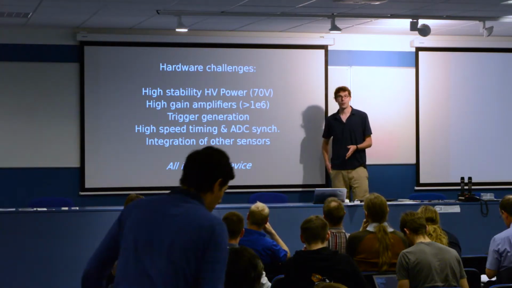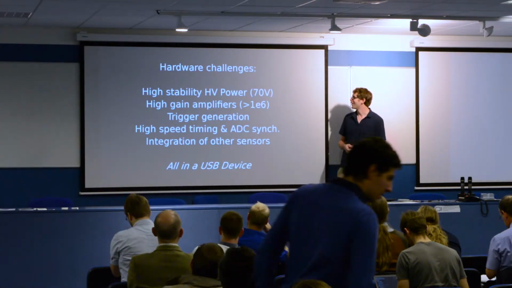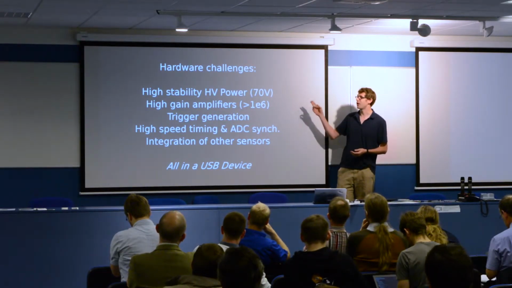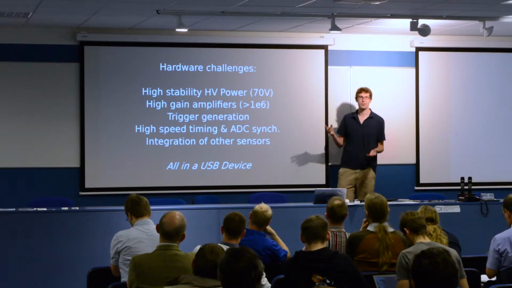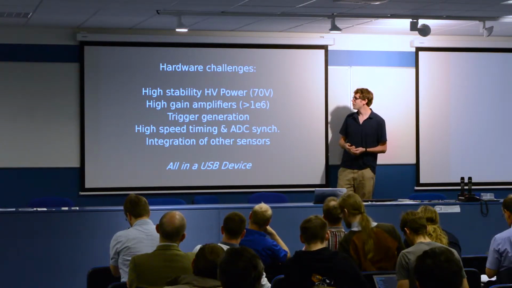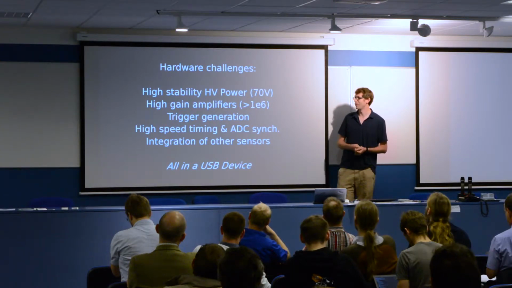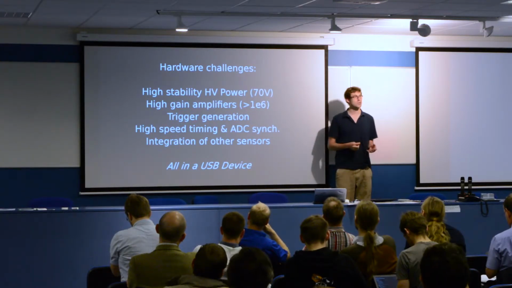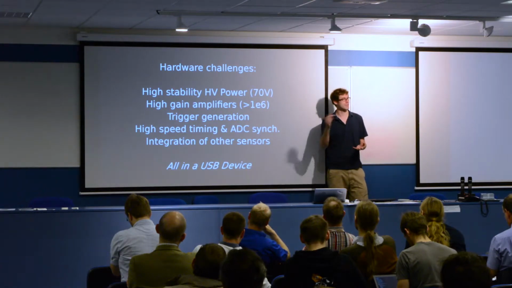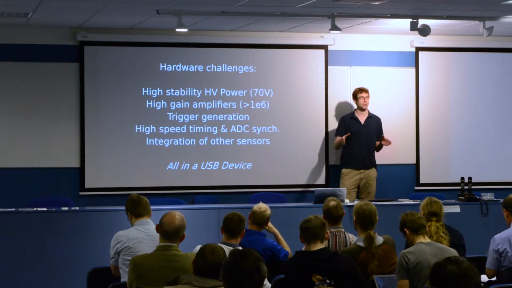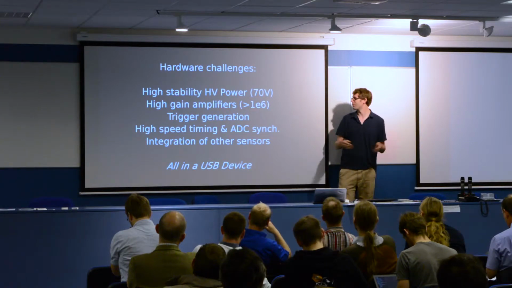There are quite a few hardware challenges. It's obviously a completely hardware-driven project. In order to detect cosmic rays, we need a high stability, high voltage power supply, somewhere between 40 and 70 volts. We need very high gain on our amplifiers; 1/10⁶ is an absolute minimum. We need to generate a trigger so that we know when we've actually detected a cosmic ray, so we can trigger our analog to digital conversion. We need very high speed timing in order to be able to interface two boxes that are next to each other with a given offset.